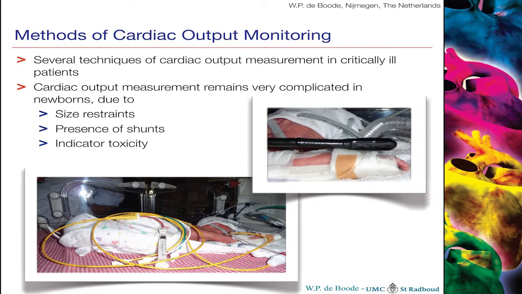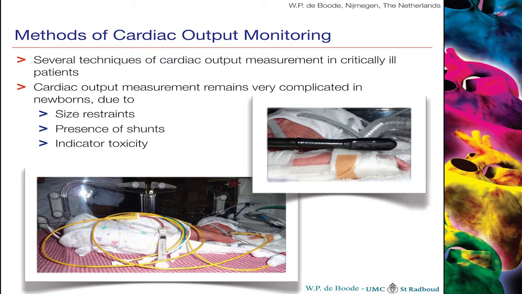There are several techniques of cardiac output measurement in critically ill patients, but it remains very complicated in newborns due to size restraints. Here you can see a use of a GL probe on the forearm of a preterm baby, and as you see, we can't use that. And here, there's a Swan-Ganz catheter draped around the preterm infant. So the size restraints are important.